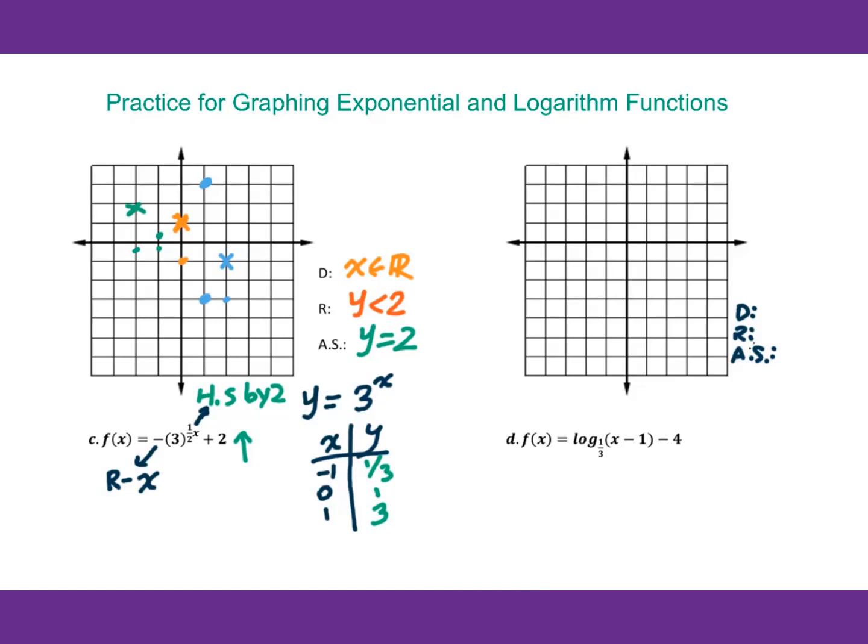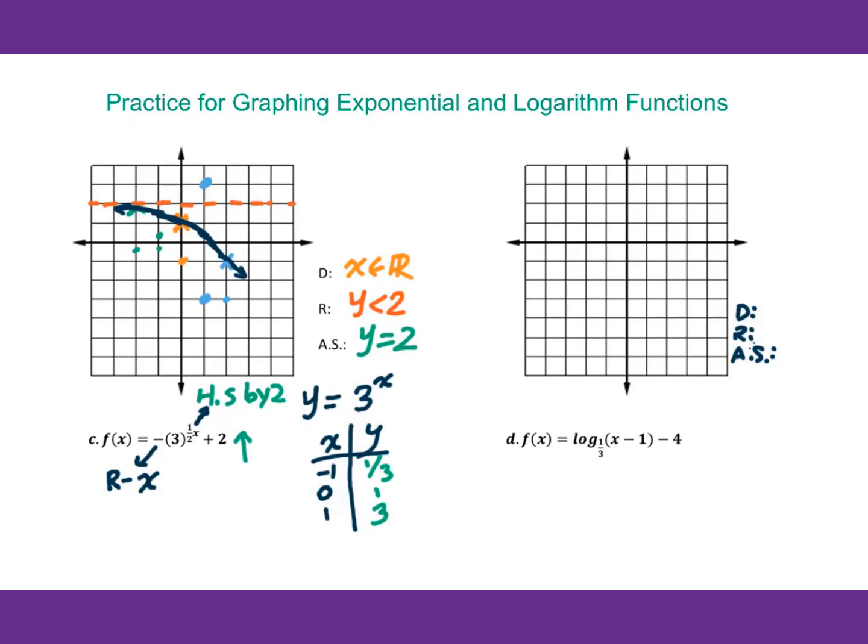Then you connect these 3 points. We know the horizontal asymptote line is y equals 2. We will connect these 3 points. This will be the graph.